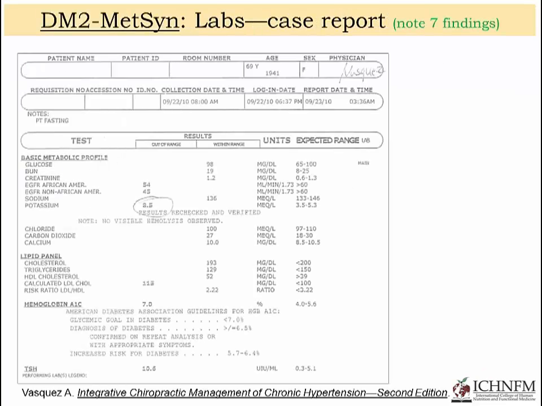So let's go back and look at this result that I had introduced you to just a few moments ago. I'll pause for just a moment. I'd like for you to look at the results and see what you come up with in terms of your assessment and management for this patient.